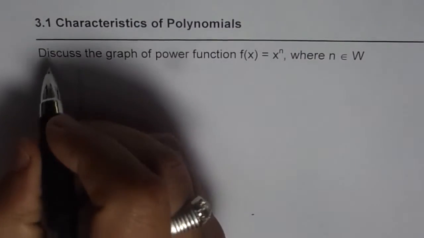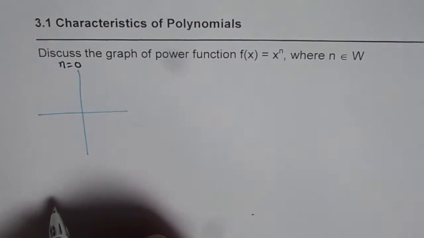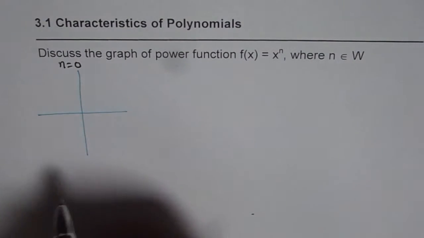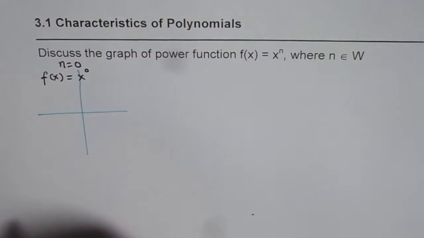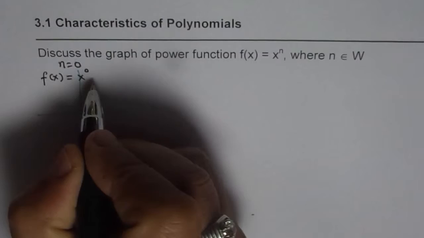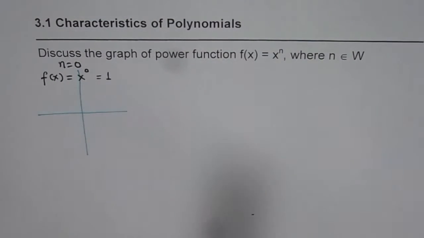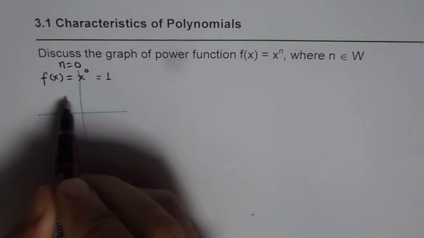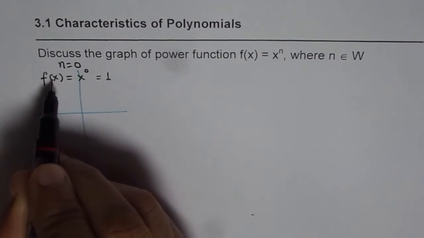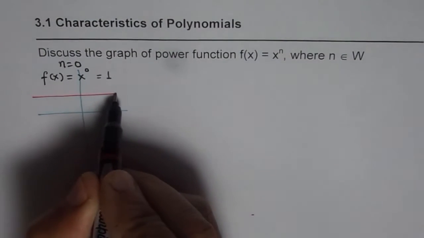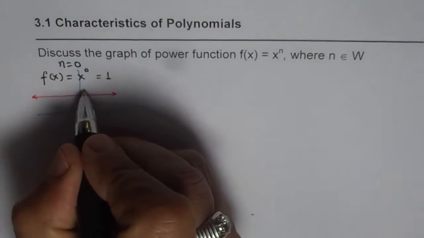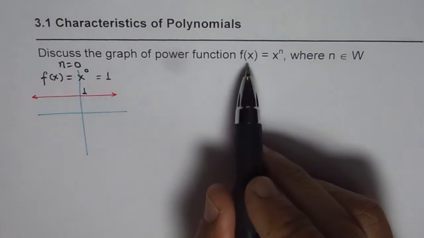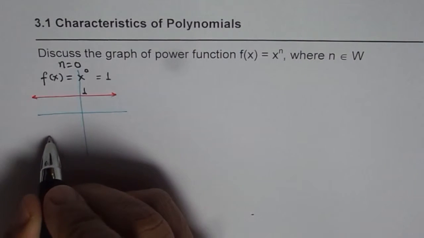So if n equals 0, then what is f of x? In that case, f of x equals x to the power of 0. And what is x to the power of 0? It is 1. So f of x is 1. It is a constant. When we say f of x equals 1, that means for any value of x, the value of f of x is 1. So it's a horizontal line with y-intercept of 1. So that is the function when n is 0, right? So it's a constant function.